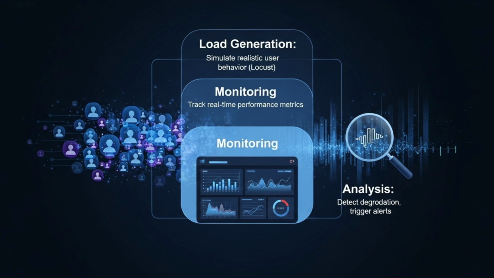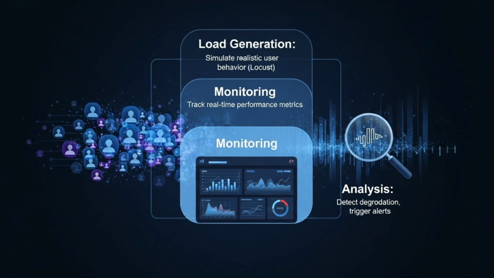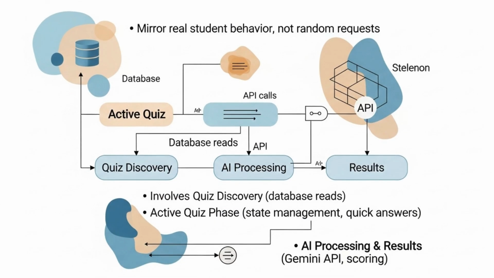One of the most critical differentiators of effective load testing is moving beyond simplistic random requests. Our core concept revolves around realistic load simulation, meaning we mirror actual student behavior, not just arbitrary API calls. What does this look like in practice? We break down the user experience into distinct phases. First, there's the quiz discovery phase. This is when students browse available quizzes, which primarily stresses our database with numerous read operations.